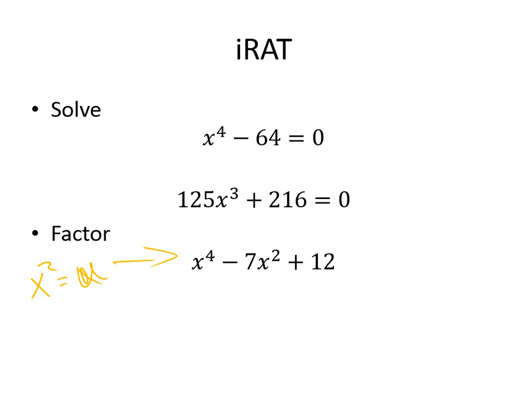Except for this one, the last one, you just have to factor. So just factor it. You don't need your answers, or you don't need x equals something. You just need x squared plus this and x squared minus that.